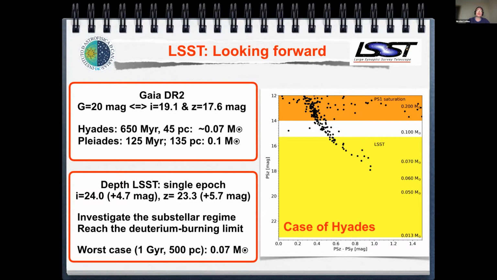And this is only taking into account the single epoch from LSST. In the worst case, in the case of clusters with 1 giga-year of age and at 500 parsecs, we will actually reach the stellar-substellar boundary at about 70 Jupiter masses. But again, this is for a single epoch. If we combine the 10 years of LSST, we will go well beyond that, and we will be able to study the dynamical evolution of brown dwarfs versus low mass stars in a large number of clusters. And that's what we are really looking forward to.